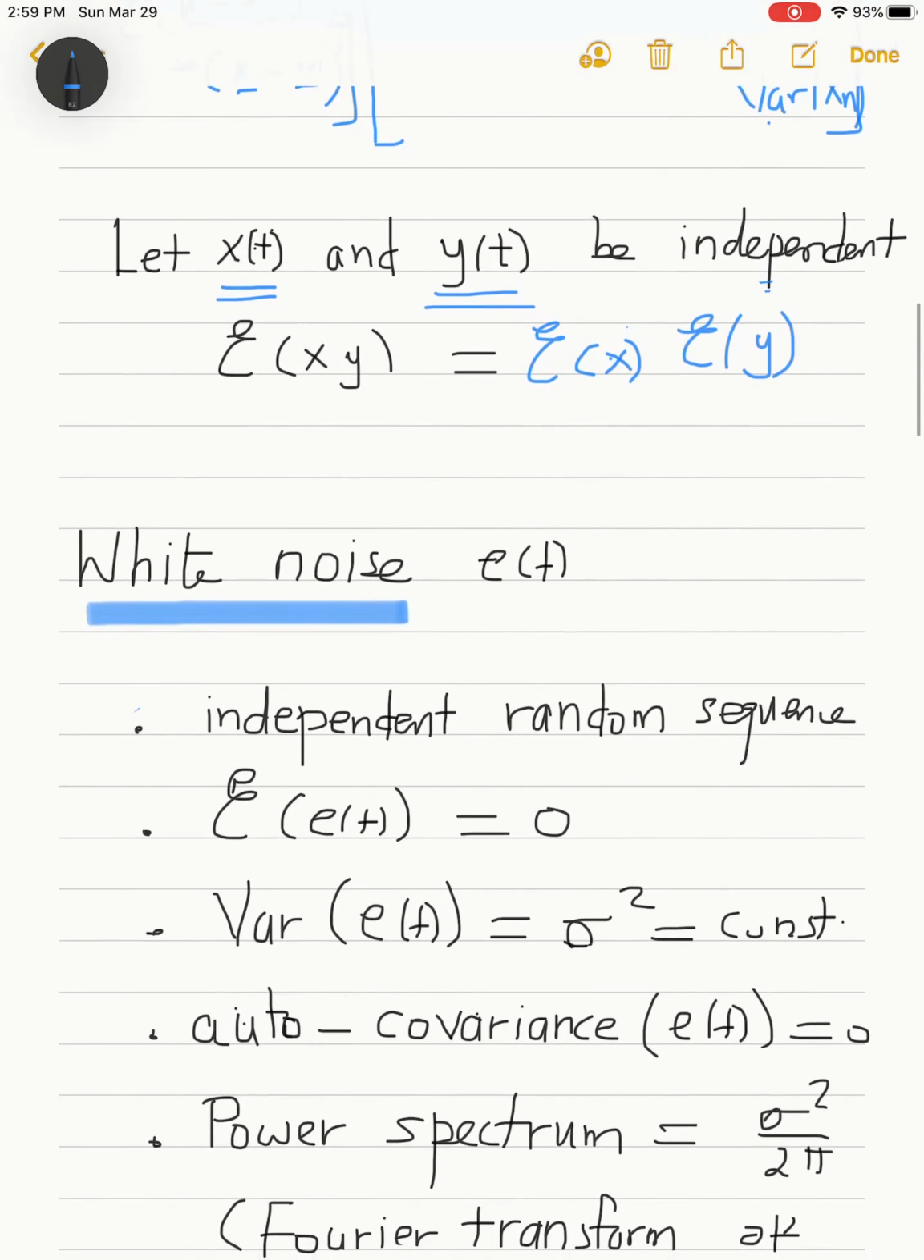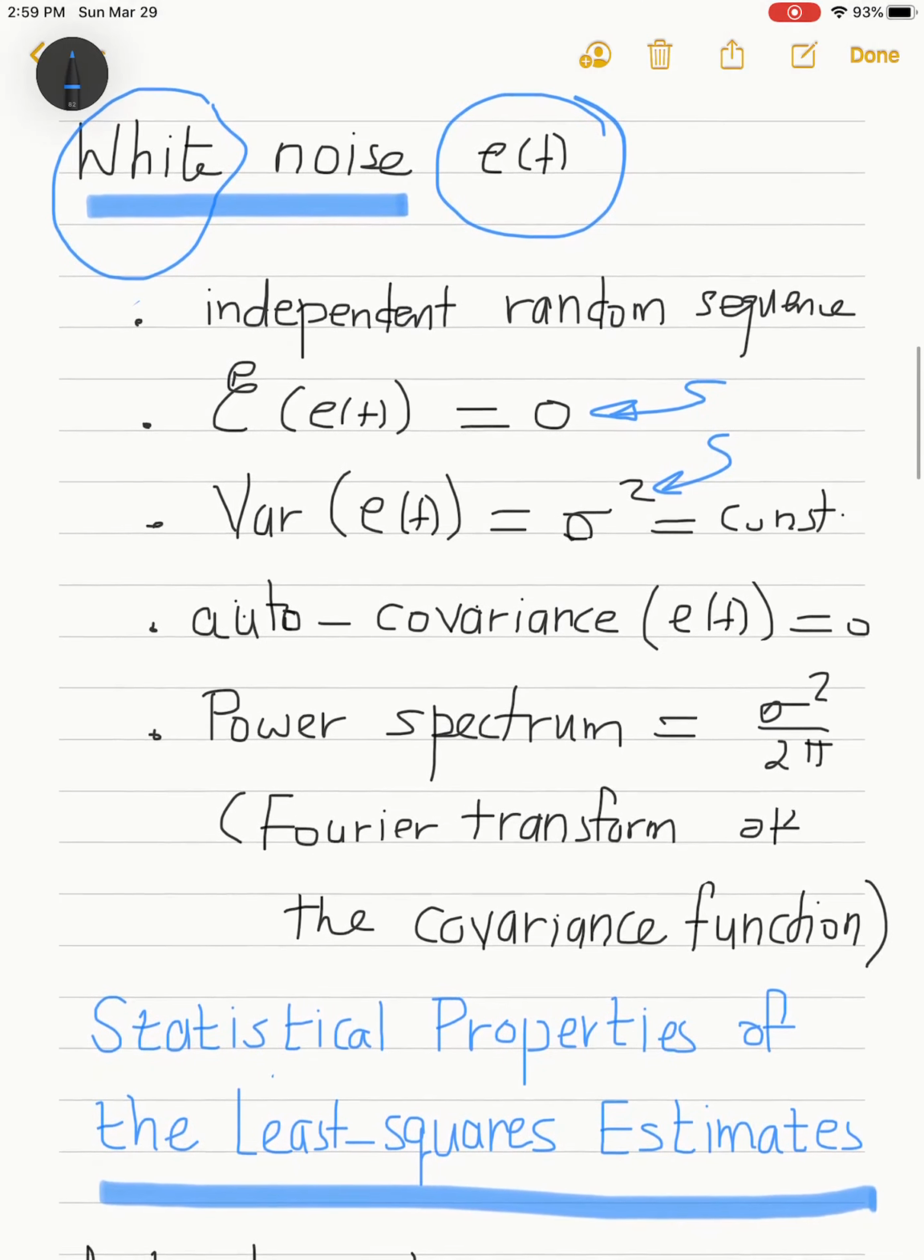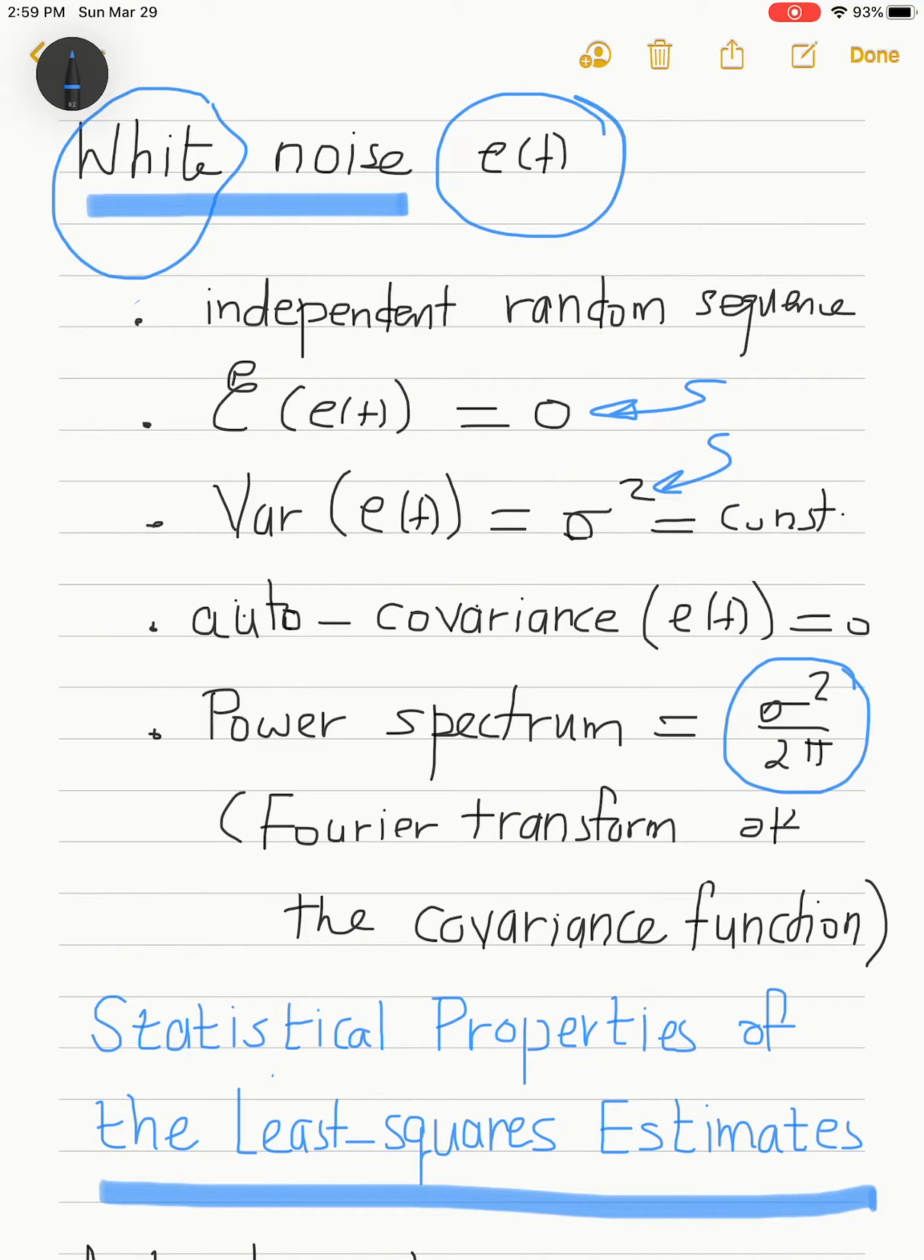We also need to introduce the concept of white noise, and actually the word white is coming from light. In white light you'll have all the colors in the spectrum, and in white noise, in the power spectrum of the signal, you will find all frequencies represented. So anyway, the white noise is an independent sequence, so it will have an expected value equal to 0, and the variance is constant, equal to sigma squared, and there is no correlation between any point and the other points around it, and the power spectrum is constant and equal to sigma squared over 2 pi for all frequencies.